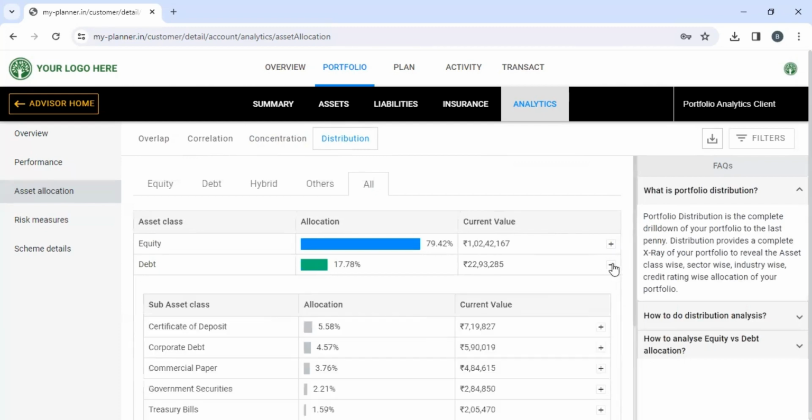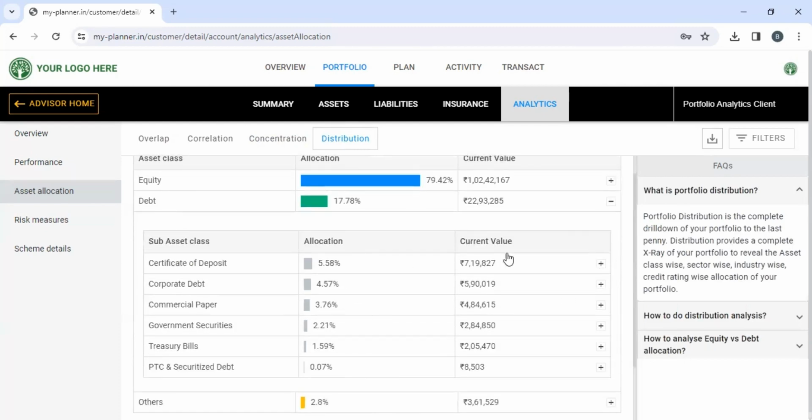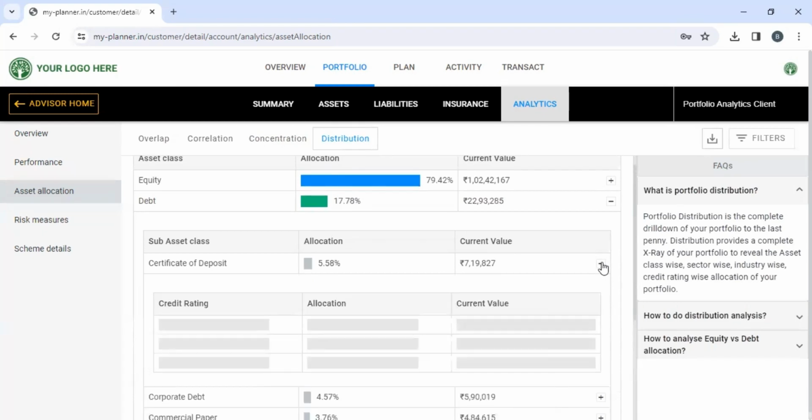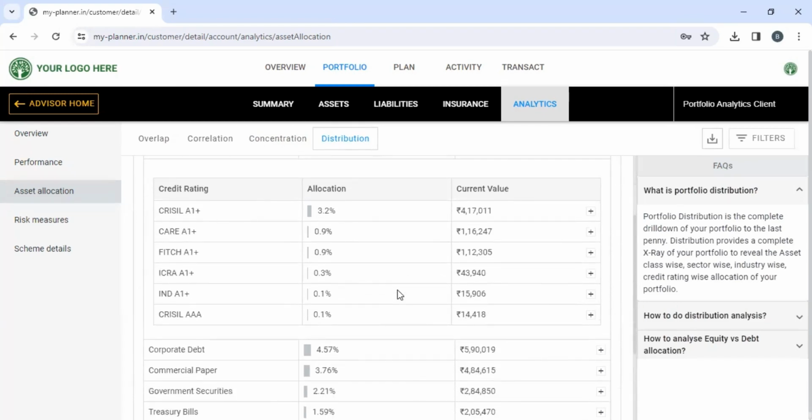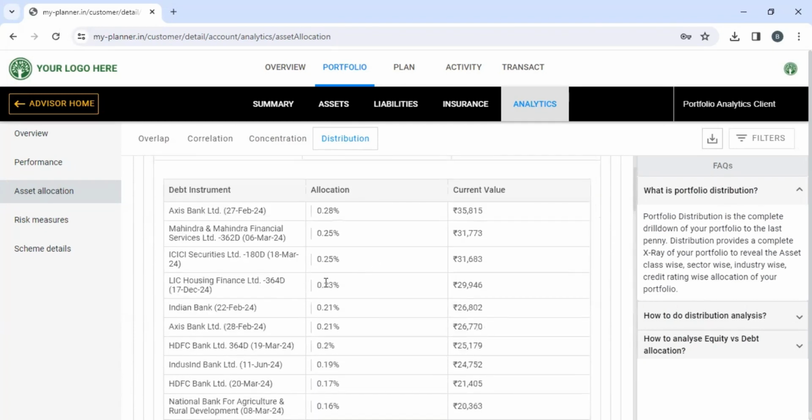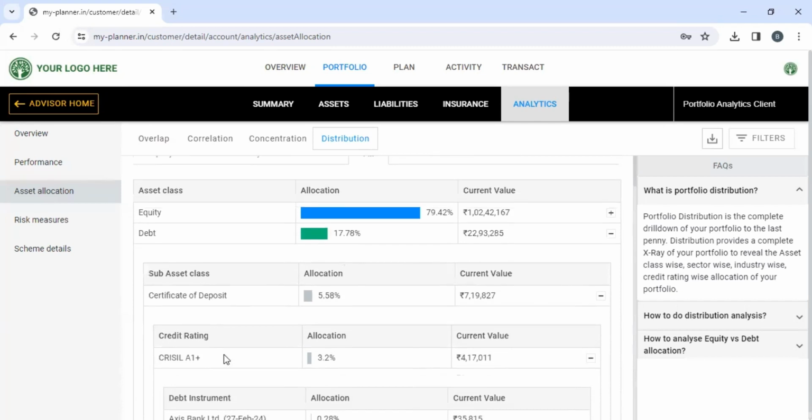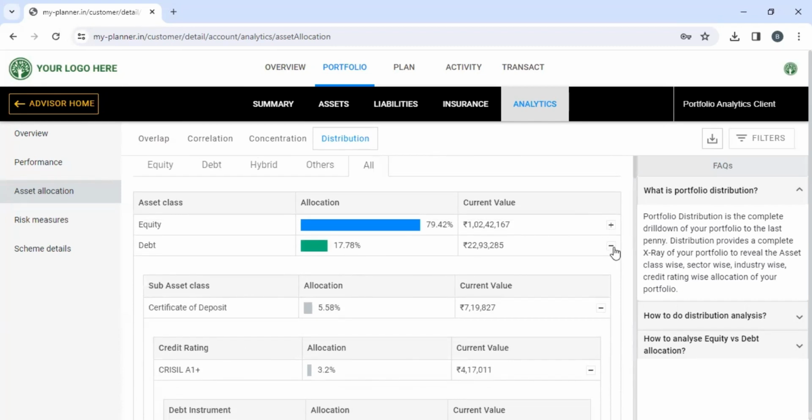In debt, again, in a very similar structure, we see the asset classes, certificate deposit, corporate debt, and for each one we can actually see the rating, whether I am always invested in the highest rated bonds or not. And in that, actually, which bond has how much allocation of my actual portfolio and the current value of my portfolio is invested in these bonds. So till the last level, we can actually check where the money is going.